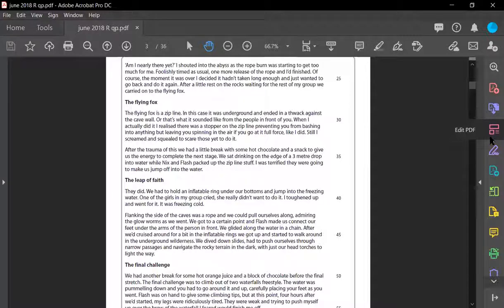After the trauma of this, we had a little break with some hot chocolate and a snack to get us the energy to complete the next stage. We sat drinking on the edge of a 3-meter drop into water while Nick and Flash packed up the zip line stuff. I was terrified they were going to make us jump out into the water. The leap of faith. They did.